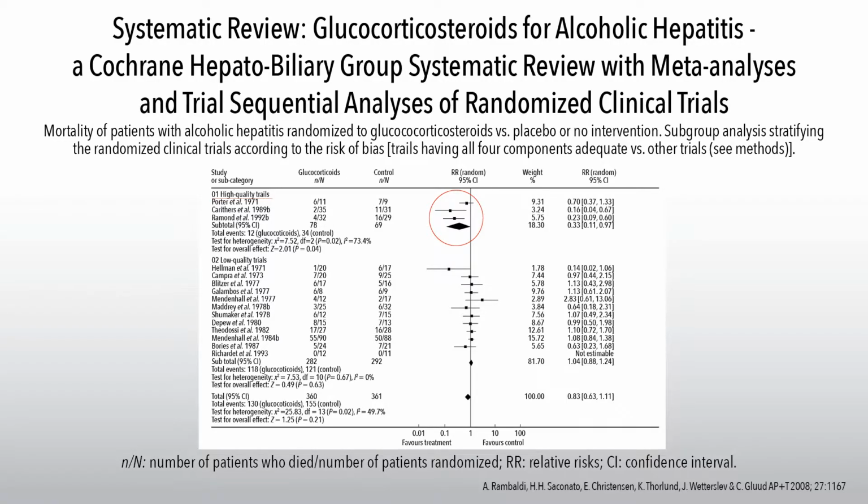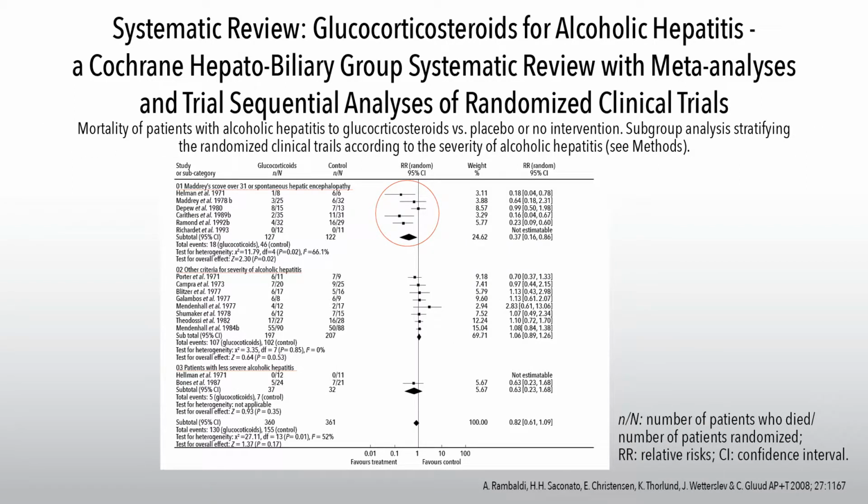This is a systematic review of glucocorticoids for alcoholic hepatitis using the Cochrane system, published by the Cochrane Hepatobiliary Group. In this systematic review with meta-analyses, trial sequential analyses, and randomized trials, there was a favorable trend towards treatment with prednisone, even though the number of high-quality studies was relatively low, at about 6. A little bit more here. Again, the systematic review, trial sequential analysis, showing trends in favor of treatment, looking at MADRI score over 31 as a specific criterion in the top group.